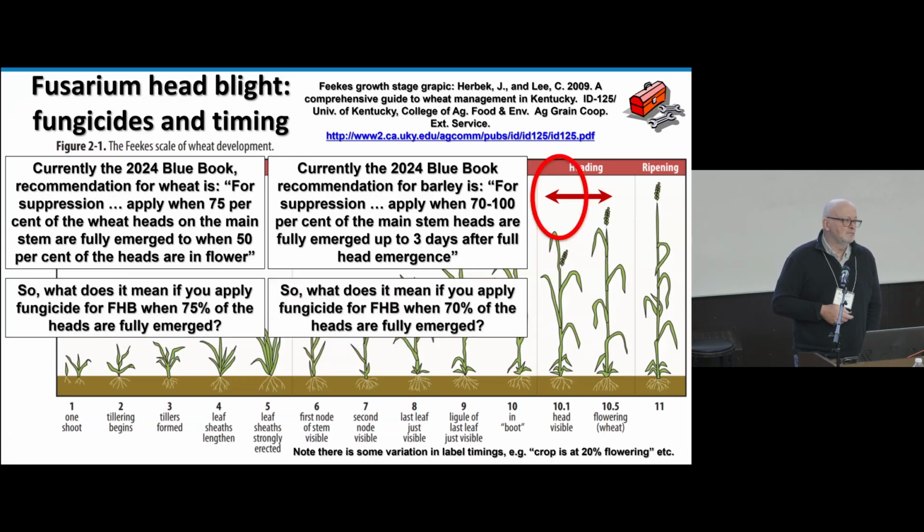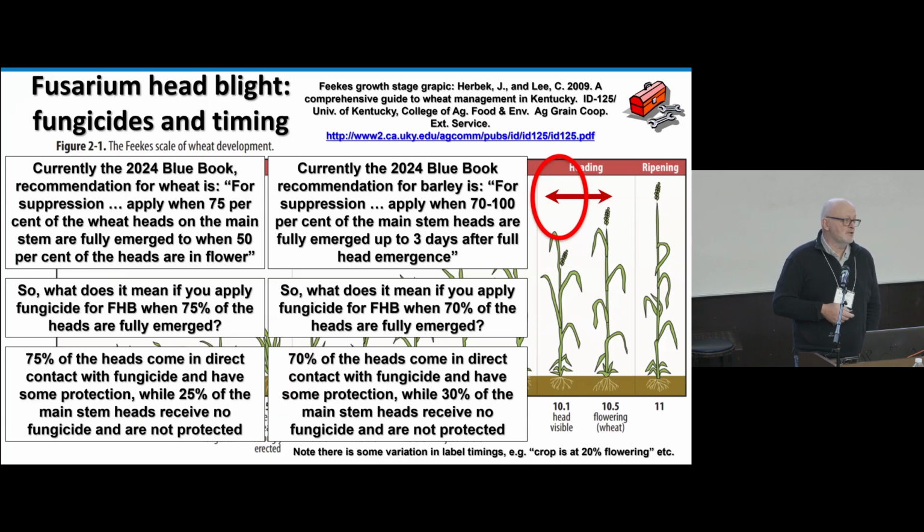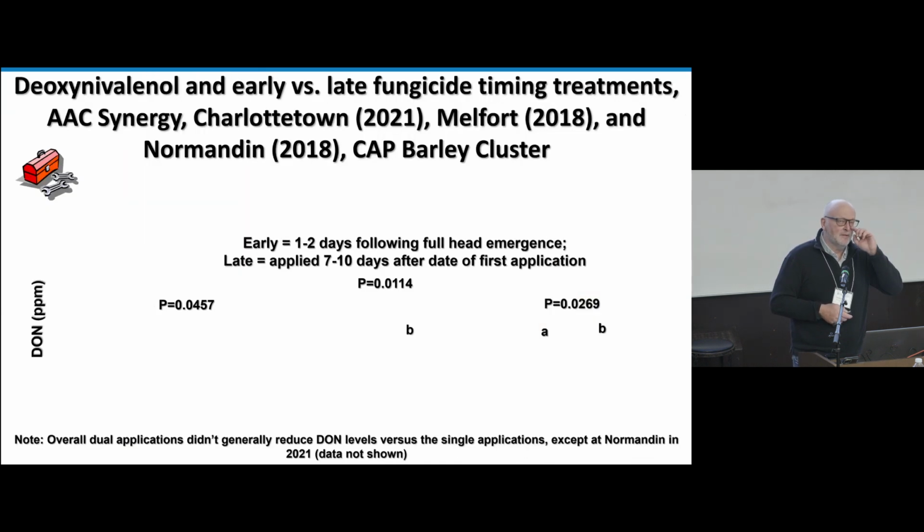So what does that mean? Well, that means in wheat, potentially 25% of those heads receive no fungicide, are totally unprotected. In barley, it's even worse, 30% of the heads. So let's look at some of the subsequent research.